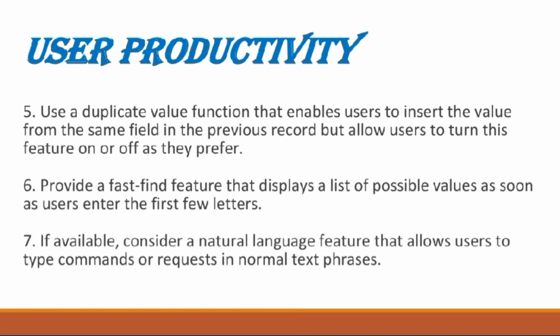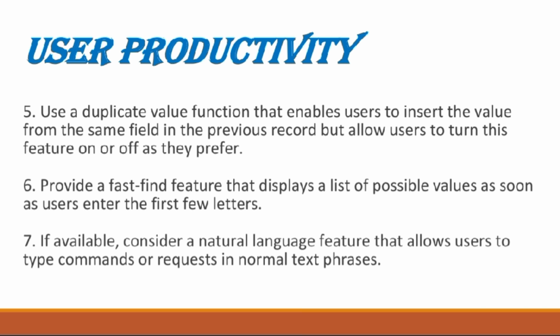Number 5. Use a duplicate value function that enables user to insert the value from the same field in the previous record but allow users to turn this feature on or off as they prefer. Ibig sabihin, kung yung previous field may value na pwede na lang i-copy automatically sa next record, like kung same info lang naman, pero syempre optional ito. Dapat may choice si user kung gusto niya i-turn on or off yung feature.